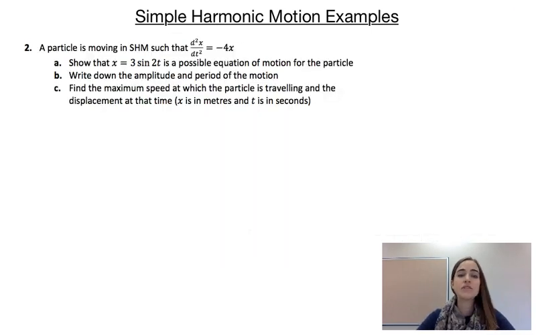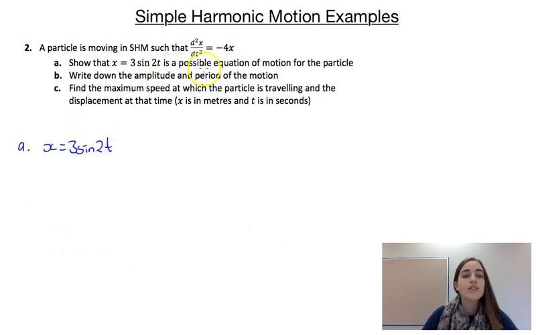Our second example says a particle is moving in simple harmonic motion such that our second derivative, or our acceleration, is given by -4x. For part A, we're asked to show that x equals 3 sine 2t is a possible equation of motion for our particle. So we need to prove that this does satisfy this differential equation.